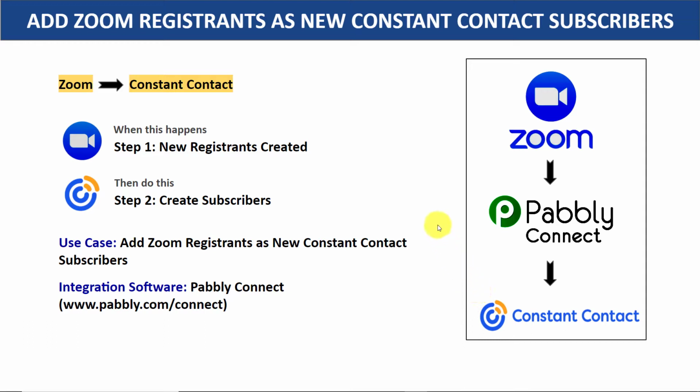So here you have two choices. The first choice is to copy all the details of John from Zoom, sort it out and manually add John as a contact in Constant Contact. Now the problem with this approach is it's very repetitive and tiresome. So I would suggest that you bring in some automation so that whenever a new registrant is created in Zoom, it will automatically create a subscriber in Constant Contact.